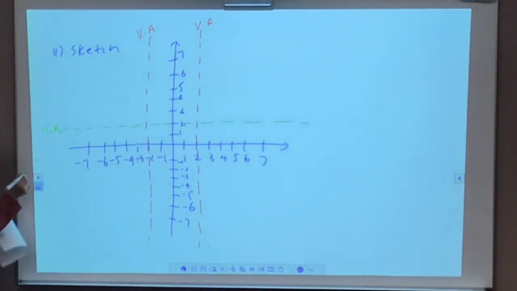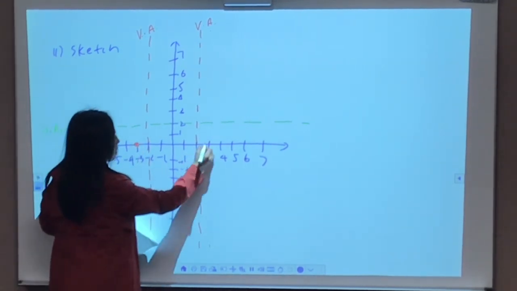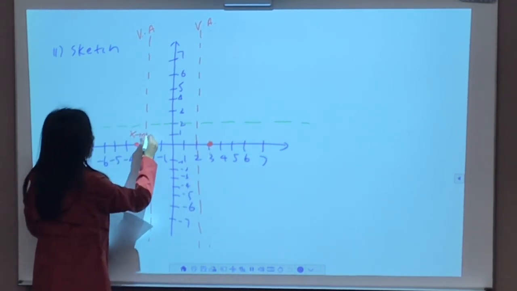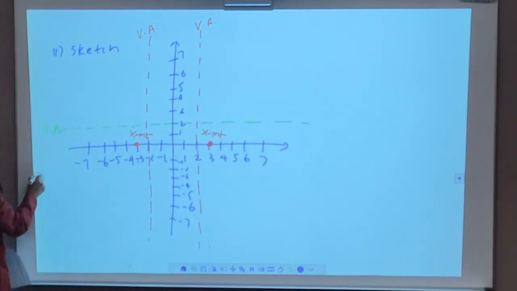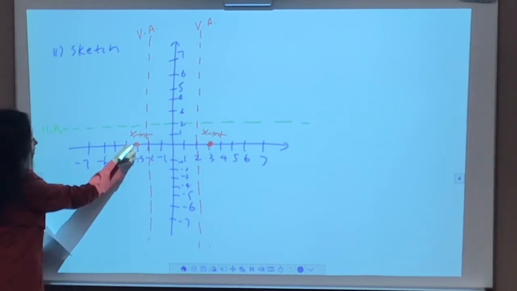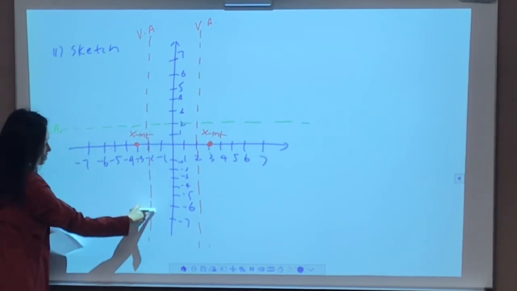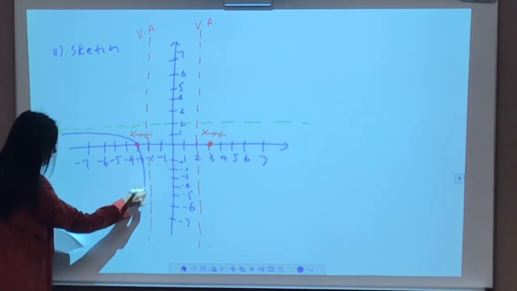Alright, what else? Number 3 gives you what? X-intercept, where's my x-intercept? Negative 3, 0 and positive 3, 0. X-intercepts. So you're gonna tell yourself, okay, that means I have a graph that has to go through this. Remember, I have to draw a graph that cannot touch this line, so I have to draw like this. That's the only way I can draw.